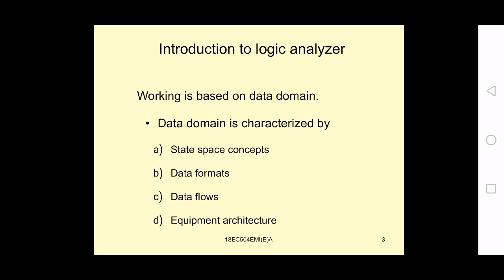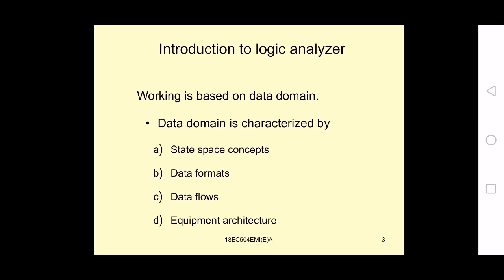So one of the data domains is state space concepts, and the next is data formats. Data will be available in different formats. The data may be available in table format, map format, or graph format. Based on that data, we use this analyzer. So the data domain is characterized first by state space concepts, second by data formats, and third by data flows, how the data is flowing from one point to another point.